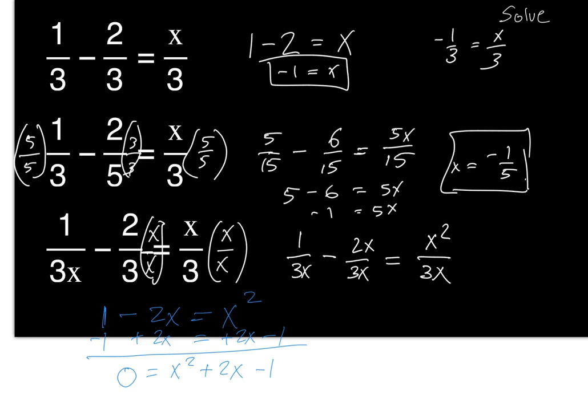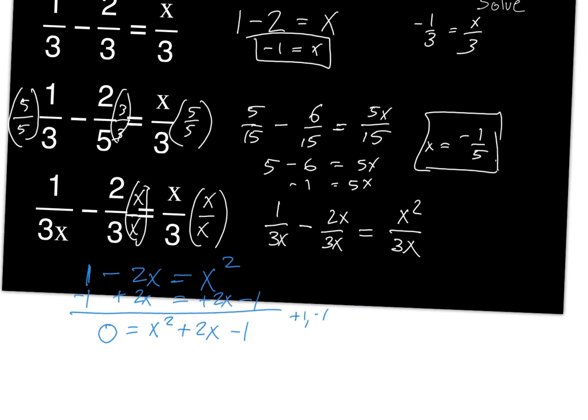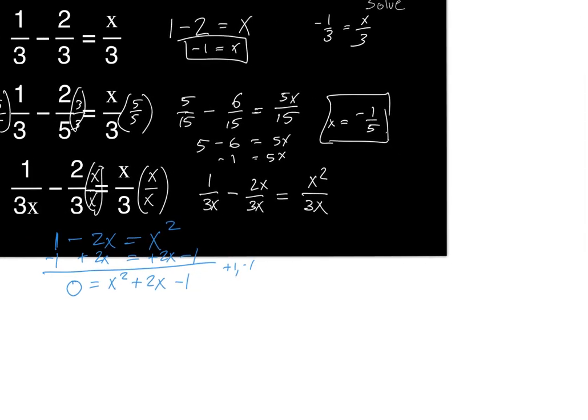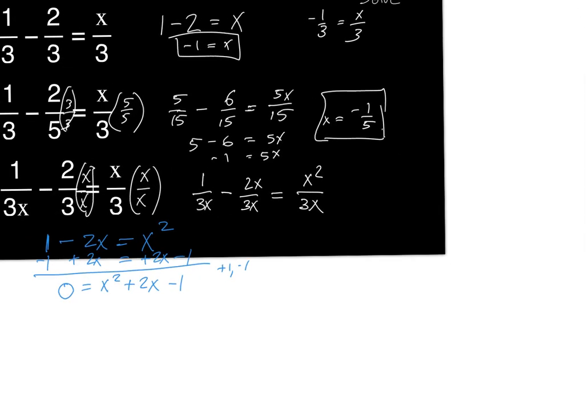And then I think, what numbers multiply to negative 1? Positive 1 and negative 1. Do they add to 2? No. Darn it, can't use factoring this time. I will have to use the quadratic formula. x equals negative b plus or minus the square root of b squared minus 4ac all over 2a.